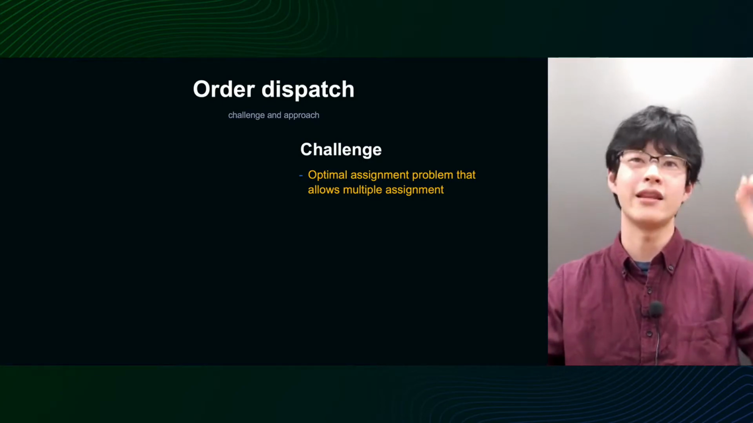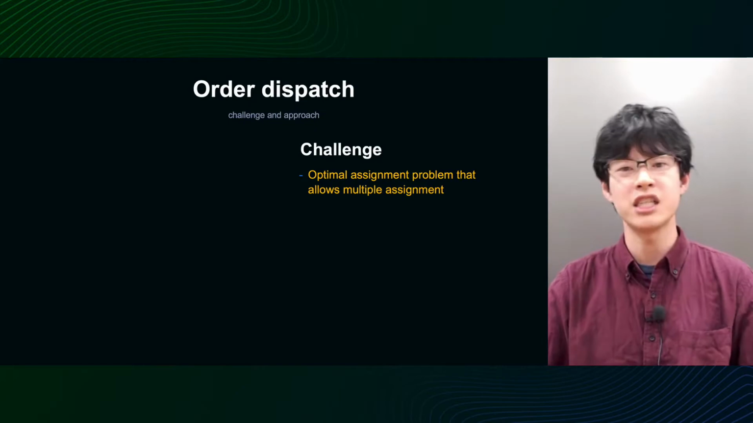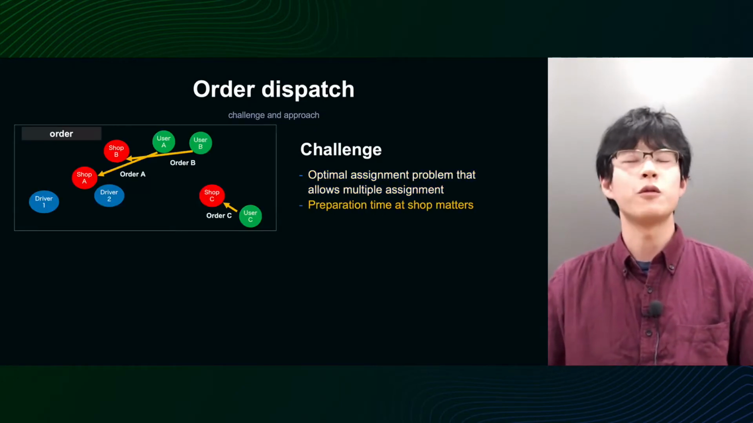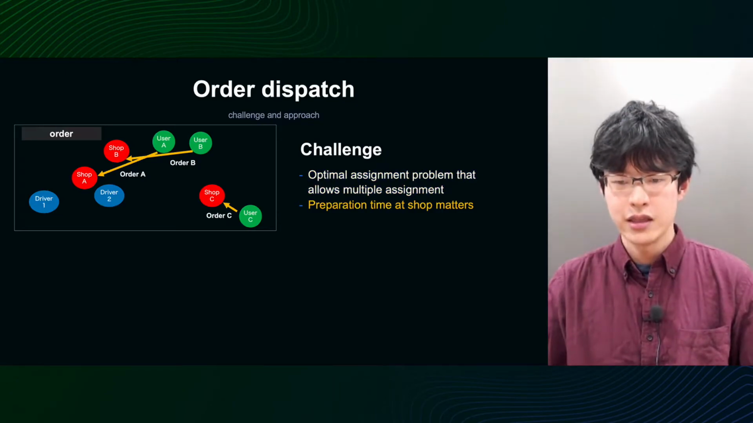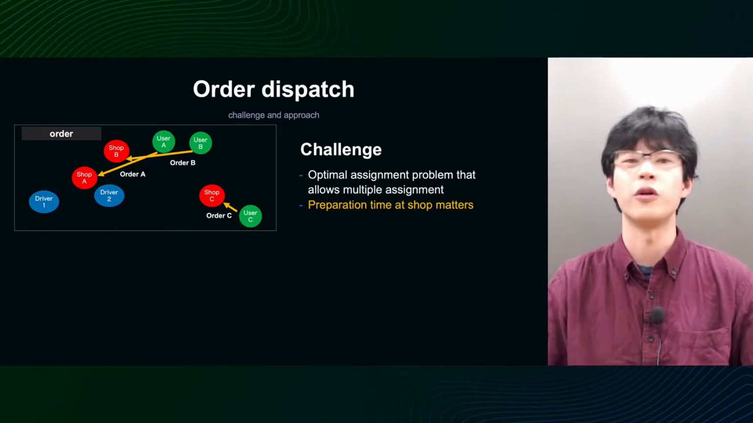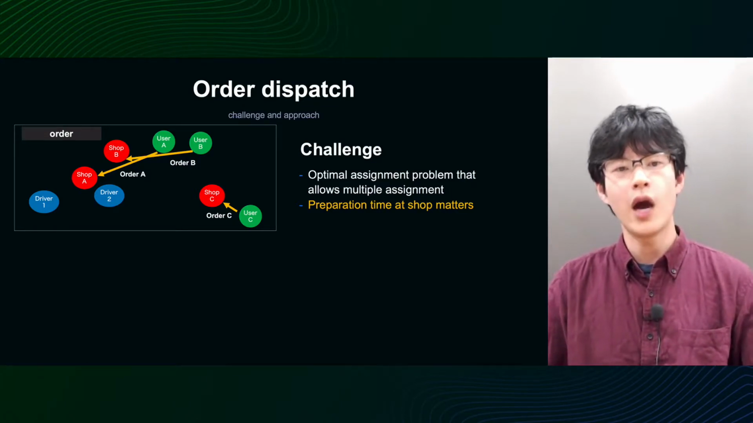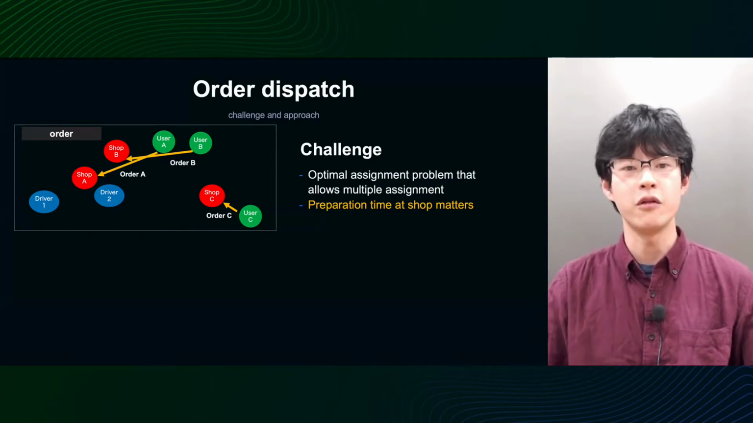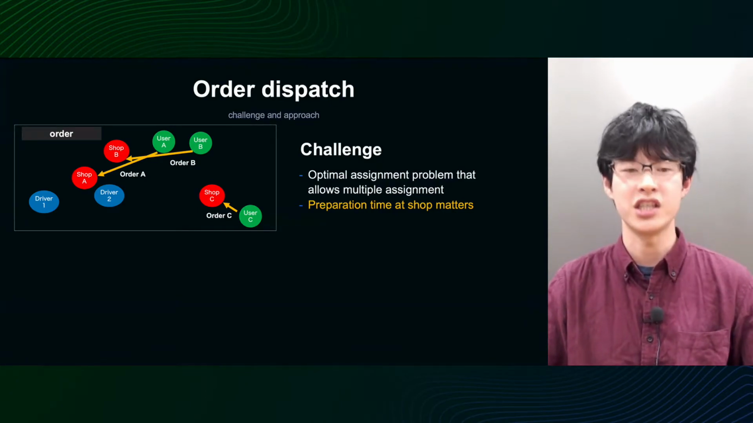Also, the order-driver matching is not the only factor behind the overall dispatch efficiency. The food preparation time at the merchant, for example, is an important variable in this food delivery industry that has to be predicted well. Let me explain by using this diagram.